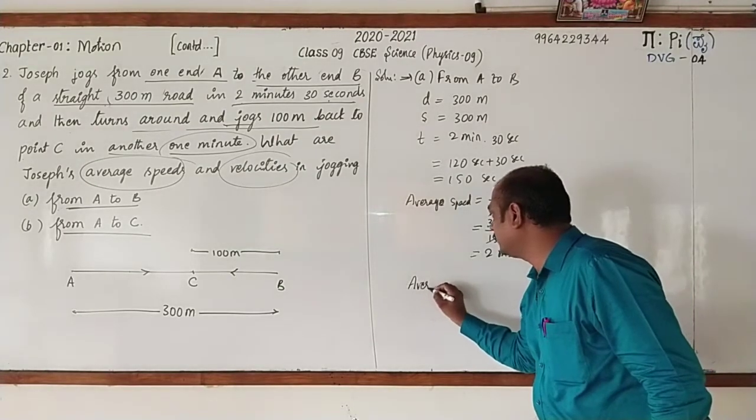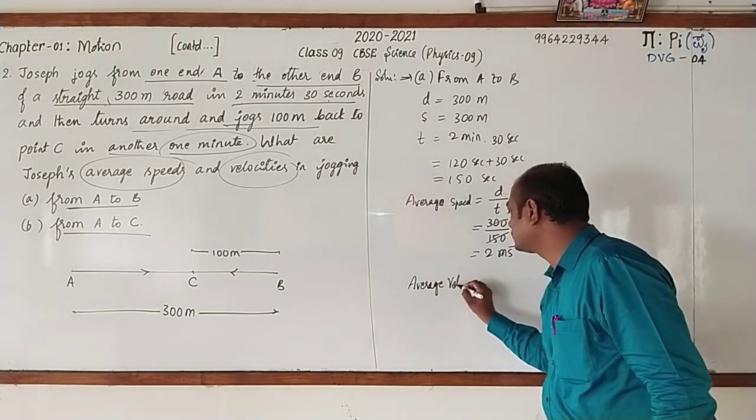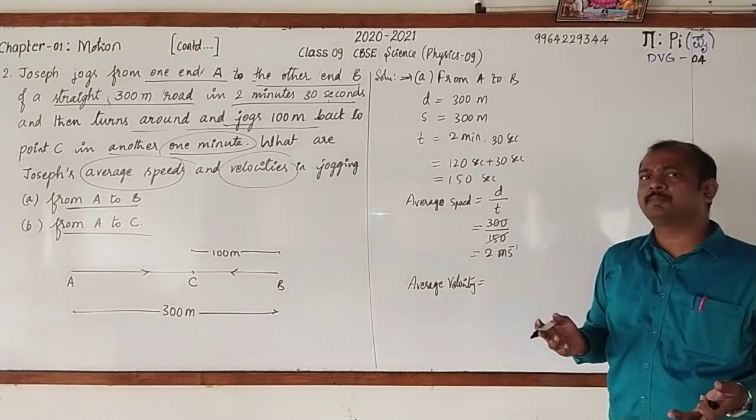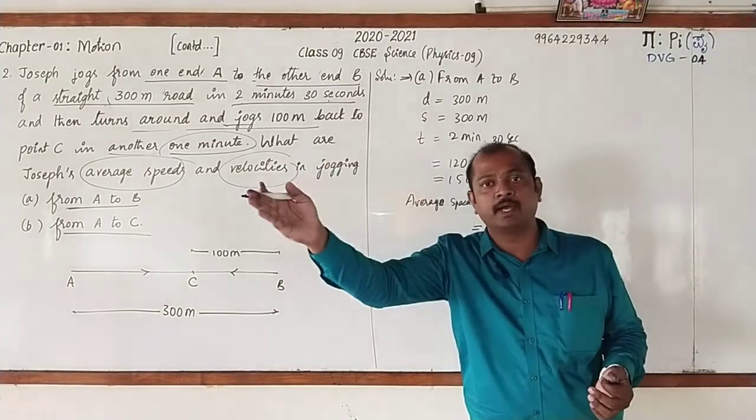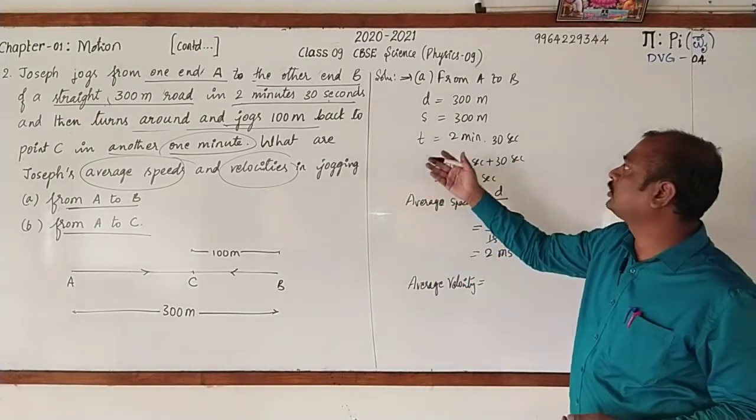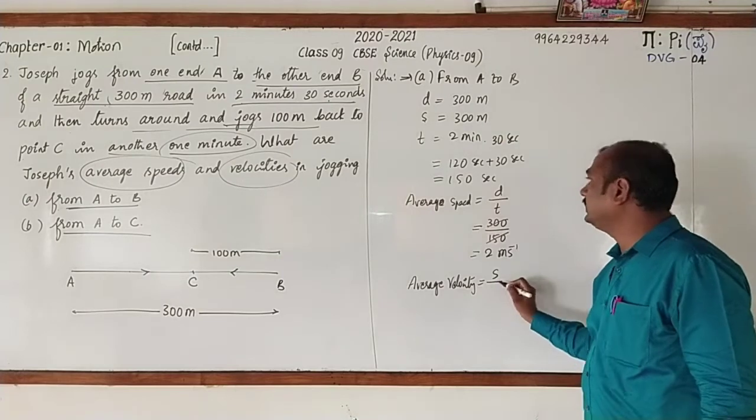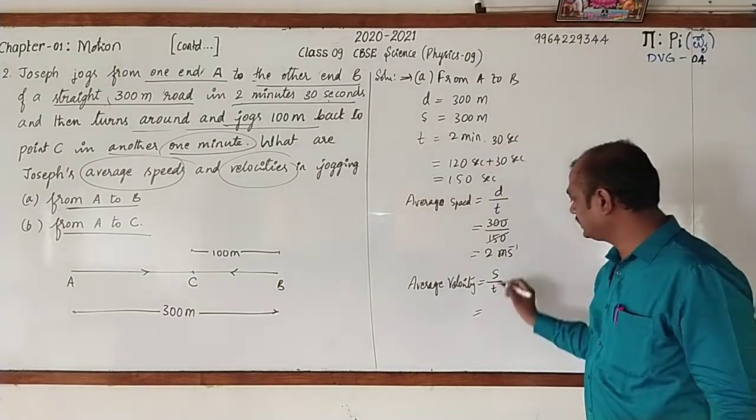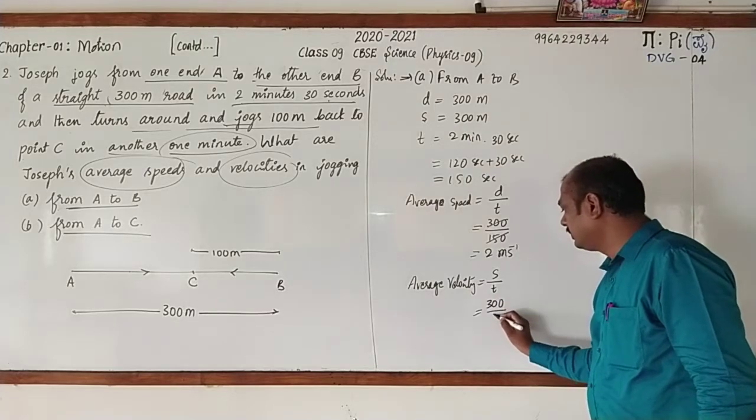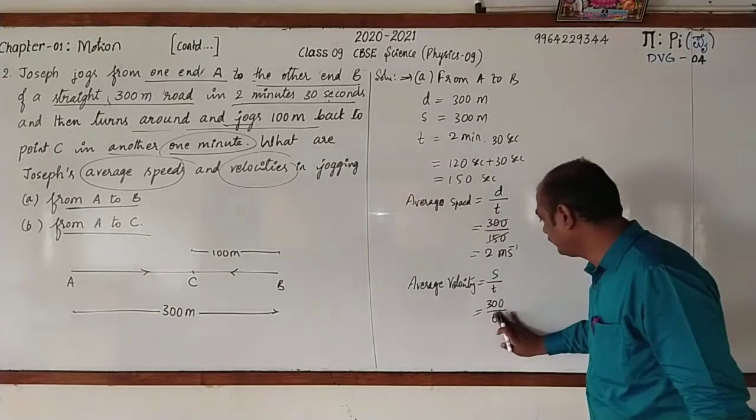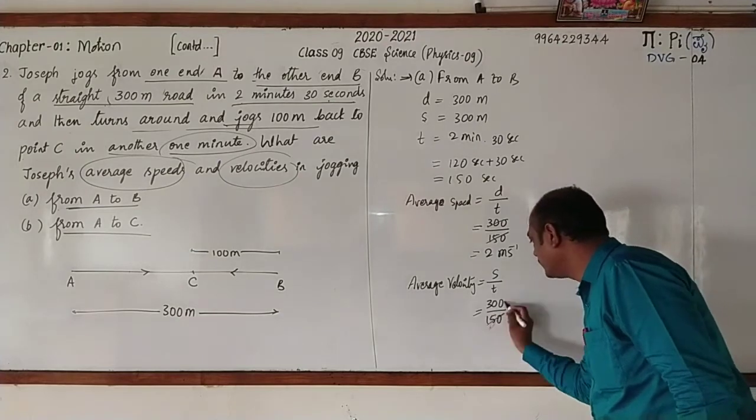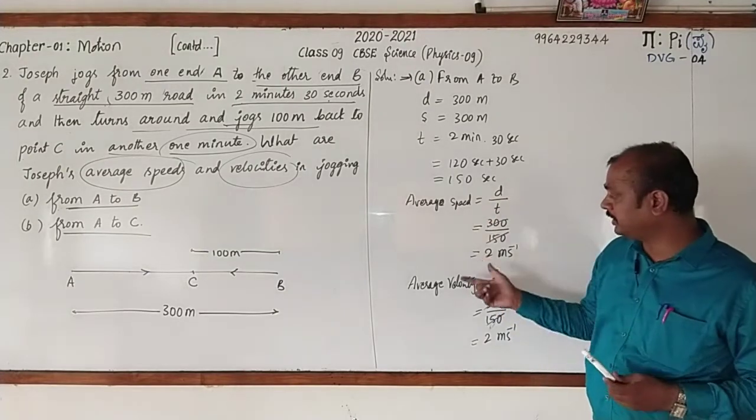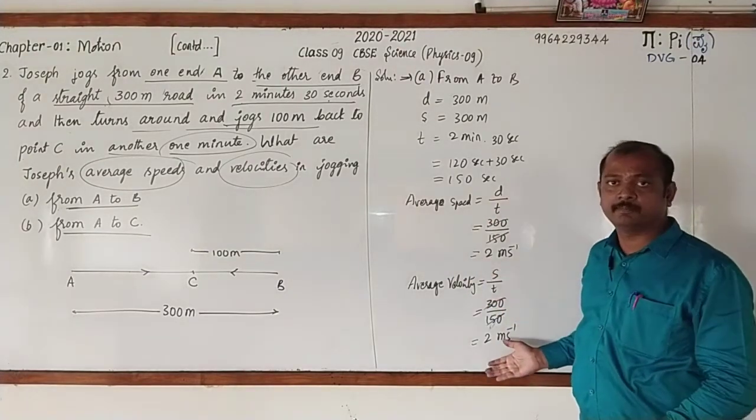Similarly, let's go for taking average velocity. Then how do you find out average velocity? This is also very simple. Total displacement by total time taken. What is the total displacement? It is S. Total time taken T, where S is also 300. Then time, it is 150 seconds. It is 2 meters per second. See that average speed and velocity, both are the same.